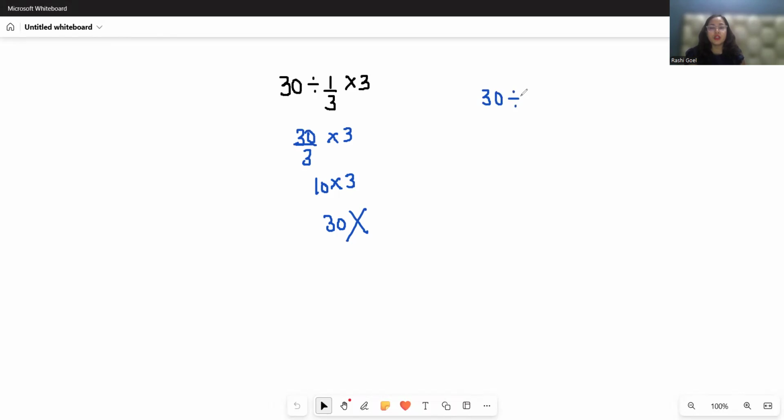So in this expression they have given 30 divided by 1/3 times 3. Here is the division sign. You can't do 30 multiplied by 1 and then divide by 3.